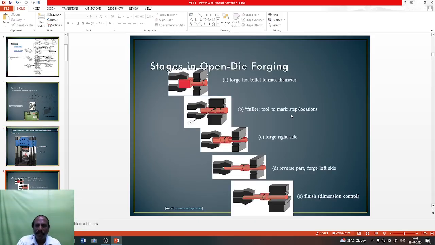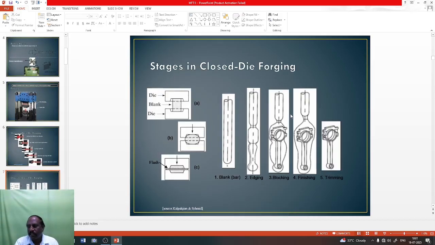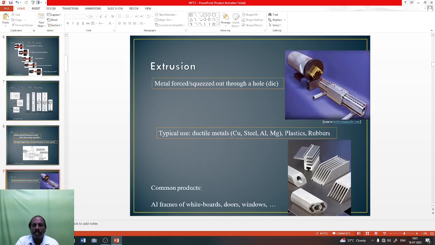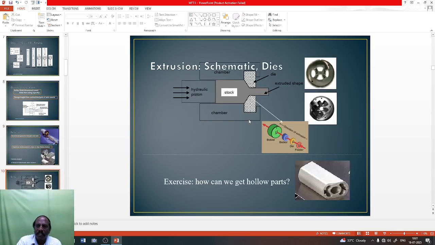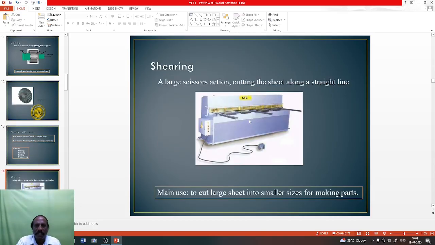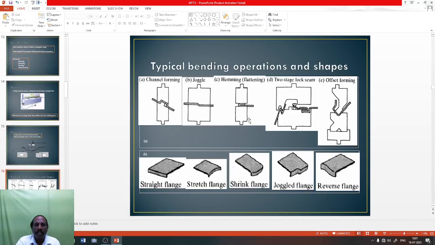In the die process, you can manufacture by open die and closed die, and in die forging a heavy load is applied. The forging process includes bending, edging, blocking, finishing and trimming, and the quality of the forged product will be high. In the extrusion process, the product is passed through the die and you get the desired shape, manufacturing many products like impellers, etc.